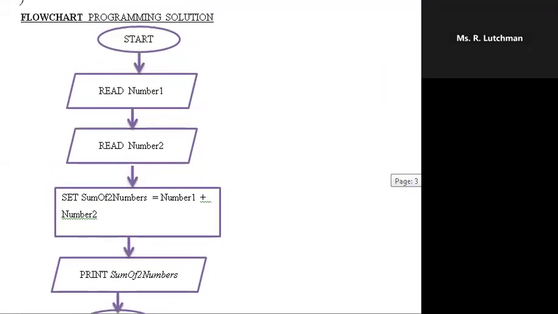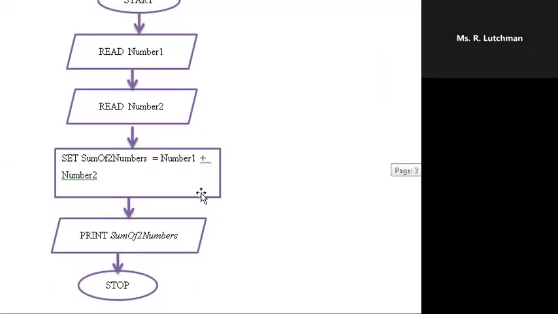Our flowchart programming solution. We have a start, we have an arrow, we have our inputs. Notice we had two inputs, so therefore two separate boxes. We used the command read in front of the variable names. Then we had our processing with the command set. And then we had our output with the command print. And we ended everything off with stop. Easy.